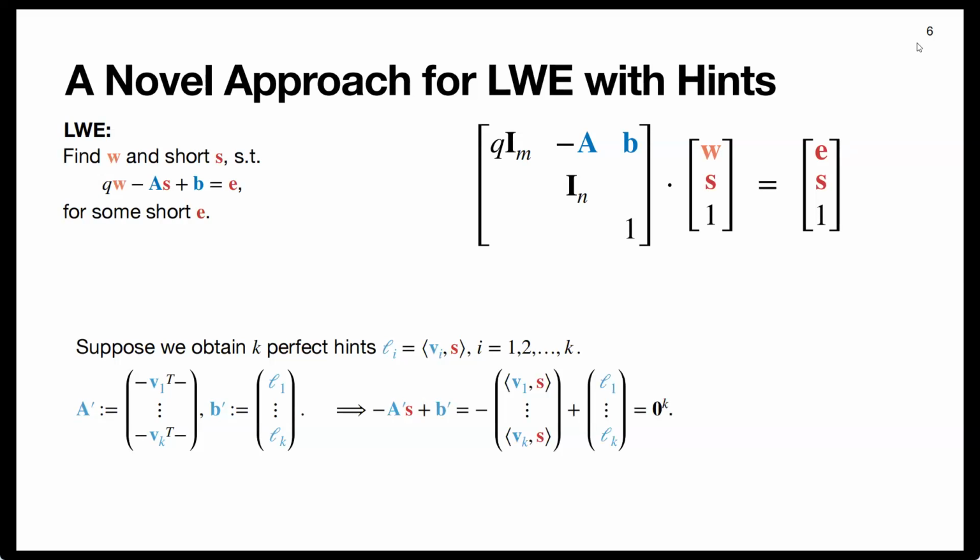And then we have the following relation: minus A' times S plus B' is an all-zero vector. What is that? Well, this product between matrix and vector simply gives us the inner product between the v_i's and S. And by definition, these are equal to the l_i's, so minus this vector plus the l_i's has to be 0. And now that looks very similar to LWE, right? We have A' and B', and 0 kind of takes the role of the E.